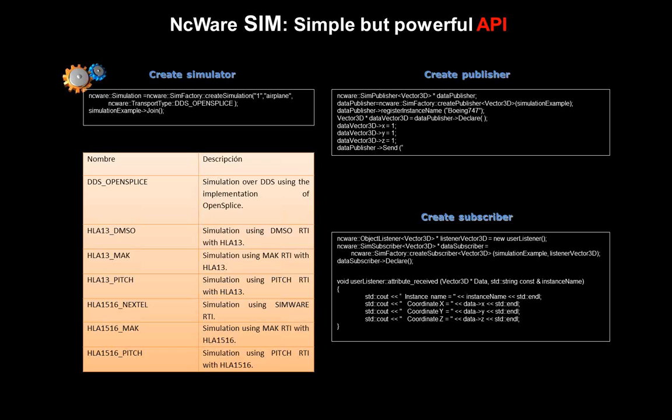Well, in this case, we provide you with a library that is called SIMWARE Sim. And this library is an API that is very, very simple, but very powerful, because with the same API, and just the same API, you can connect to DDS or to HLA from Mak or to HLA from Pitch with the same code. So with that, you have all the communication layer done. So you don't have to care about this communication layer.